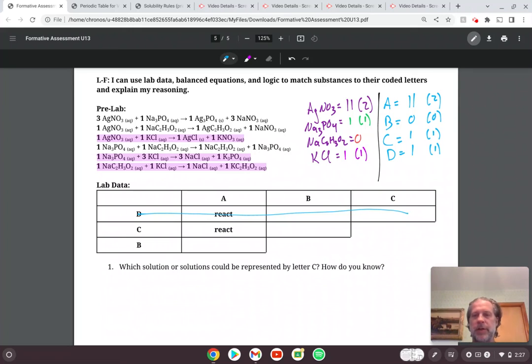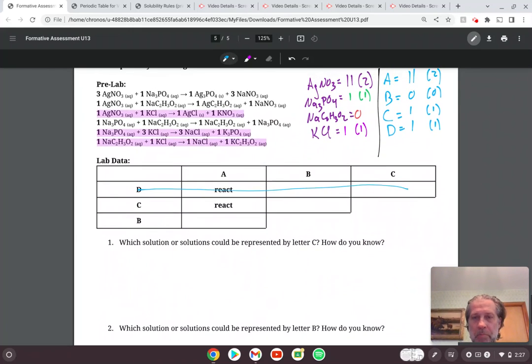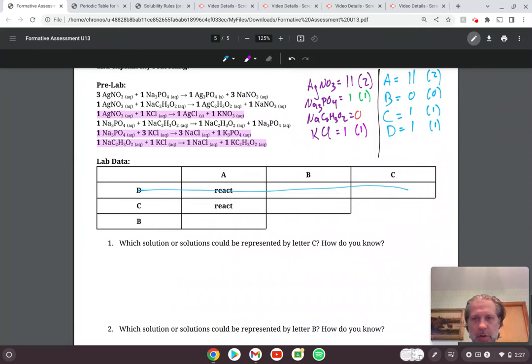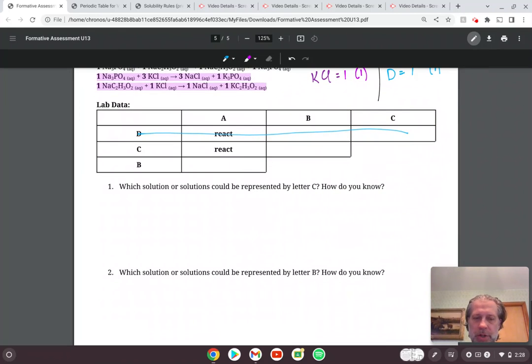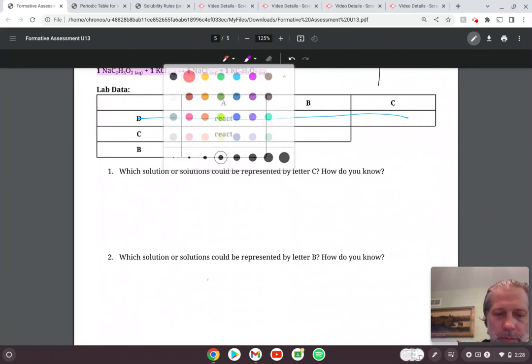So there's a couple of things that I can quickly identify right away. I'm pretty sure that bottle A is silver nitrate, AgNO3, because they both reacted twice. I'm also fairly certain that bottle B is sodium acetate, NaC2H3O2, because it reacted 0 times. And if I look at question number 2, it asks directly about bottle B. So I'm going to say that bottle B in this case is going to be sodium acetate.